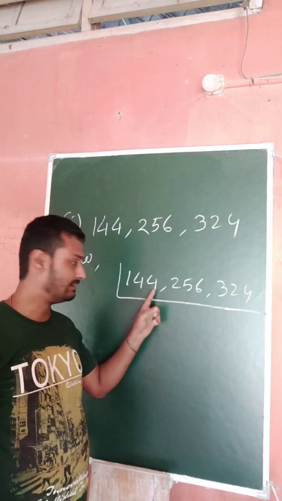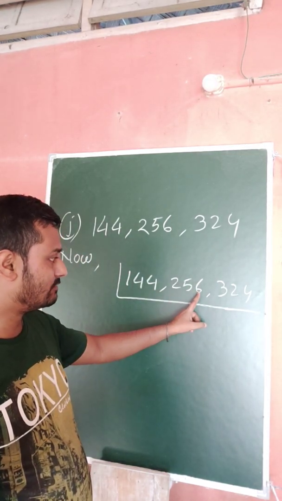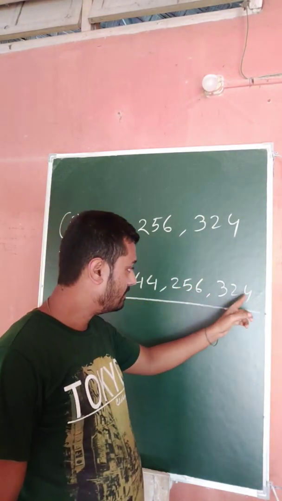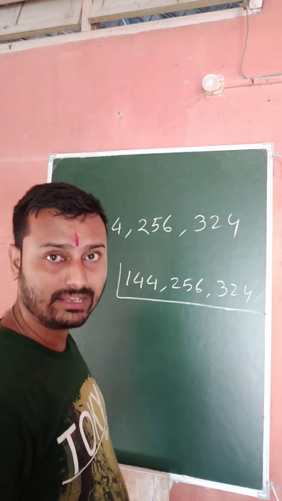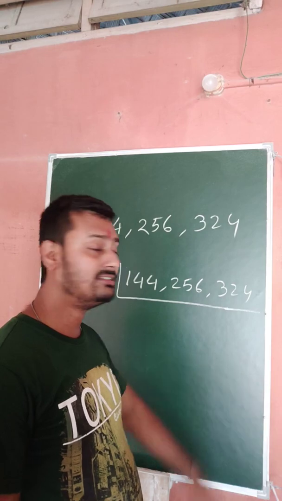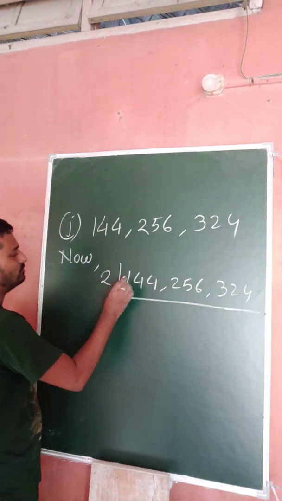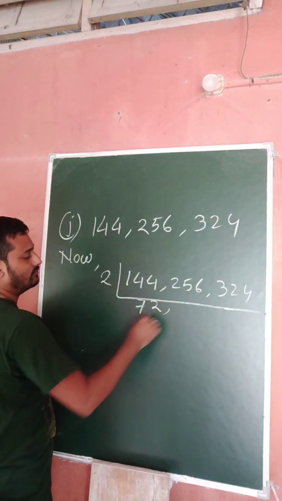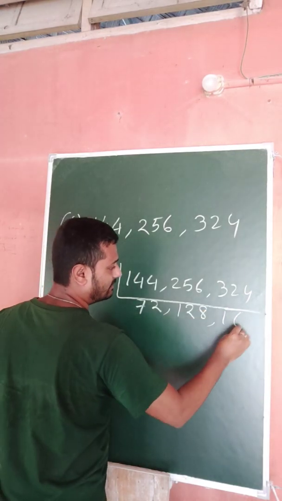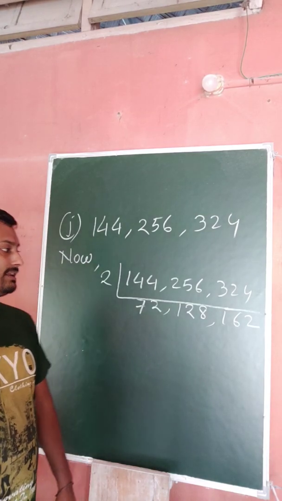4, even number, that means 144 will be divisible by 2. 256, the last digit is 6, an even number, divisible by 2. Look at this one, last digit is 4, an even number, that means 324 is even. That means all these three numbers are even and will be divisible by 2. So let us divide by 2. We get 72, 128 and 162.